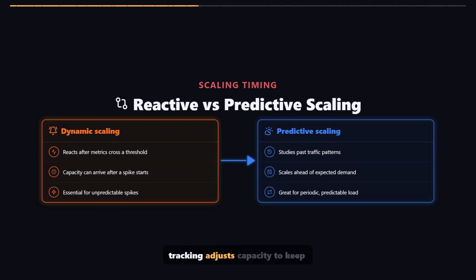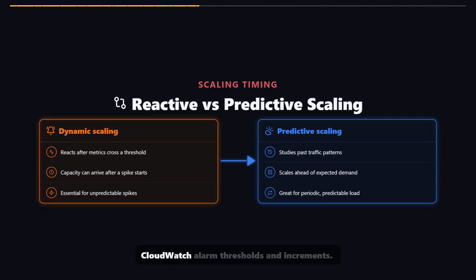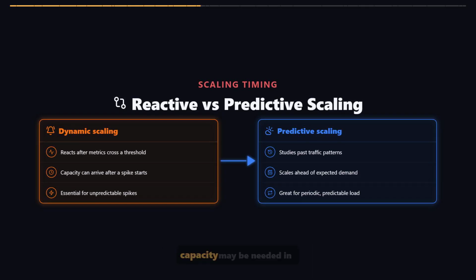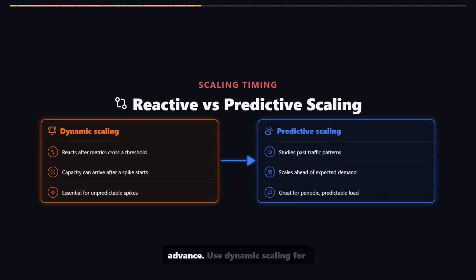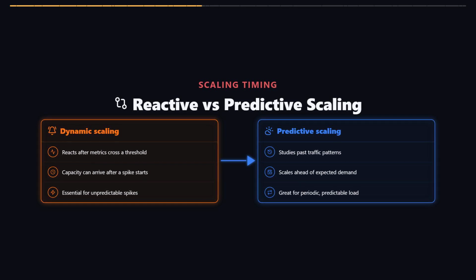Target tracking adjusts capacity to keep a metric near a target. Step scaling responds to defined CloudWatch alarm thresholds and increments. Predictive scaling looks at historical load patterns and forecasts when capacity may be needed in advance. Use dynamic scaling for real-time changes and unexpected traffic.